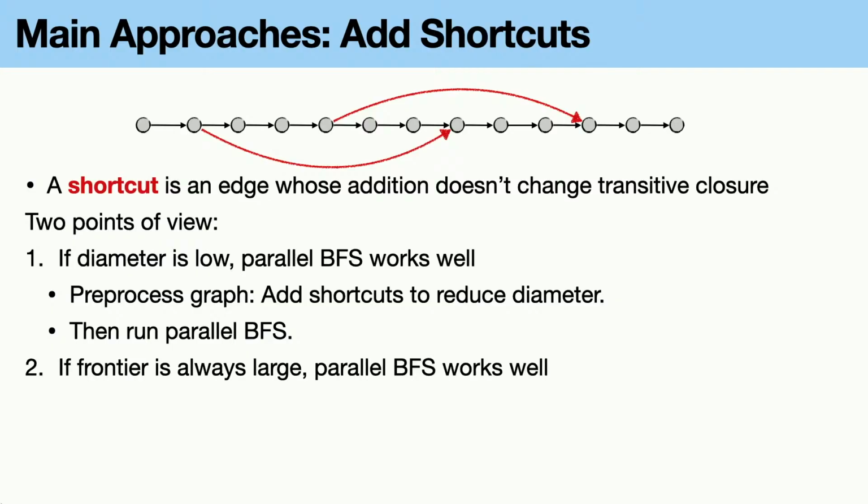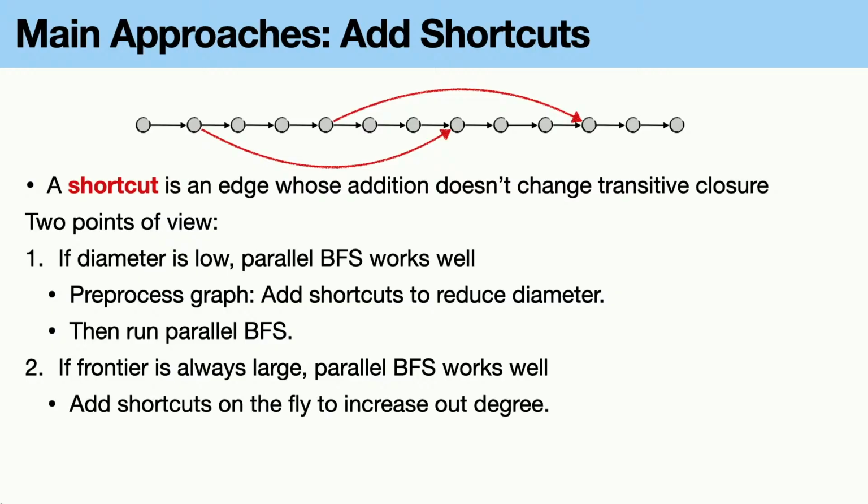There is one other algorithm that fits into a different point of view. That is, if the frontier is always large, then parallel breadth-first search will also be kind of fast because you're discovering a bunch of vertices in each step of the algorithm. So let's instead add shortcuts on the fly with the goal of increasing the out degree of every vertex. And we'll sort of interleave that shortcutting process with the breadth-first search itself, so that every time we take a step in breadth-first search, we discover a bunch of vertices.